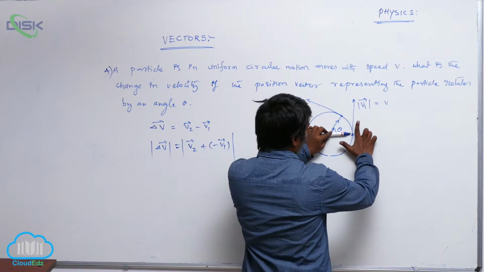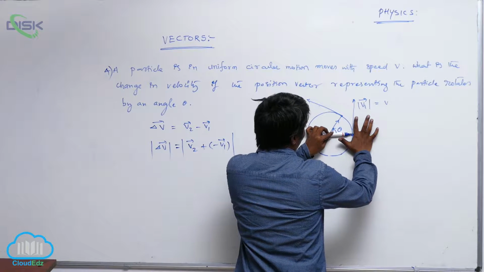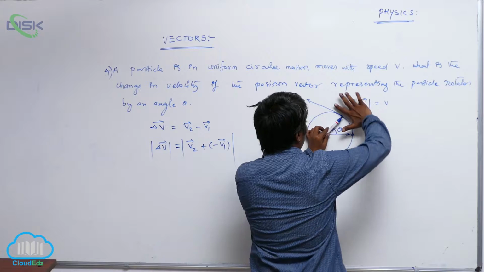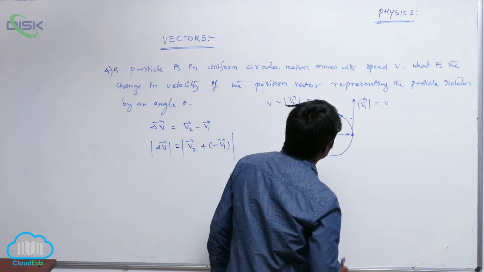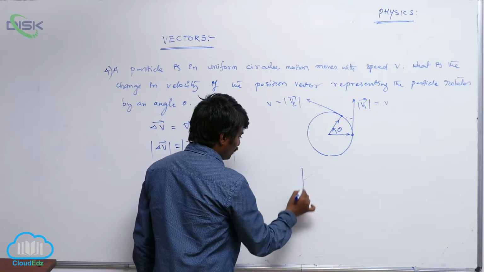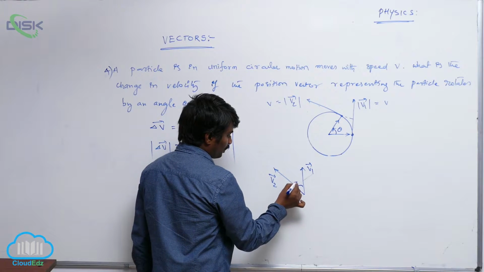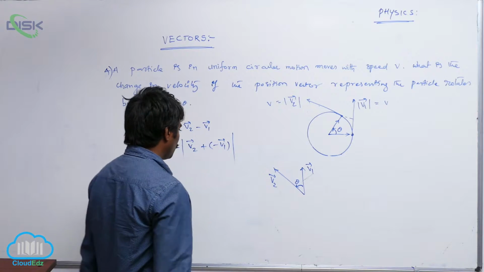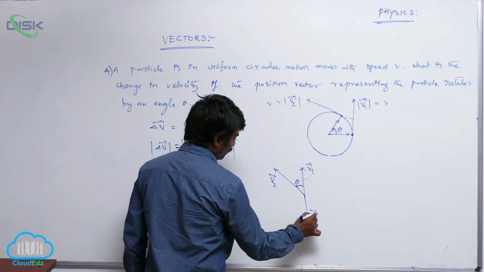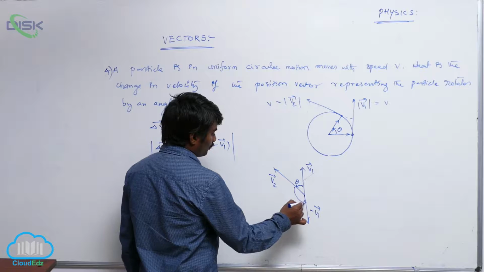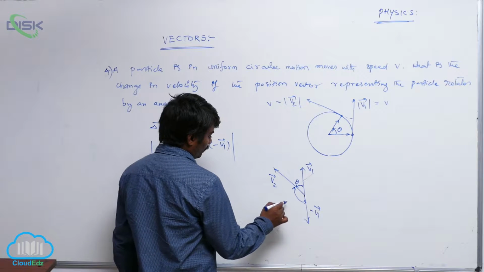This is position vector, velocity vector. Velocity vector is always perpendicular to this position vector. Now when the position vector rotates by an angle theta, this velocity vector also rotates by an angle theta. That means this is v1 bar and this is v2 bar. This angle is equal to theta, but we need minus v1 bar. So negative vector of v1 bar, that is minus v1 bar. We need the angle between these two. If the angle between v1 bar and v2 bar is theta, then v2 bar and minus v1 bar is 180 minus theta.